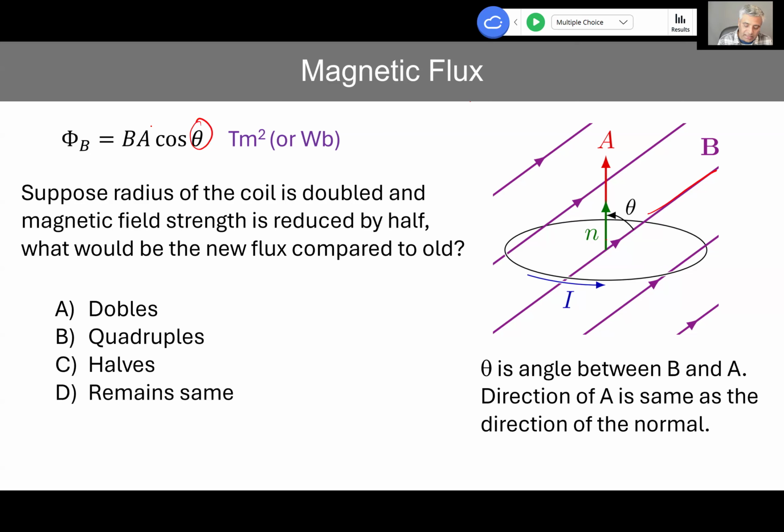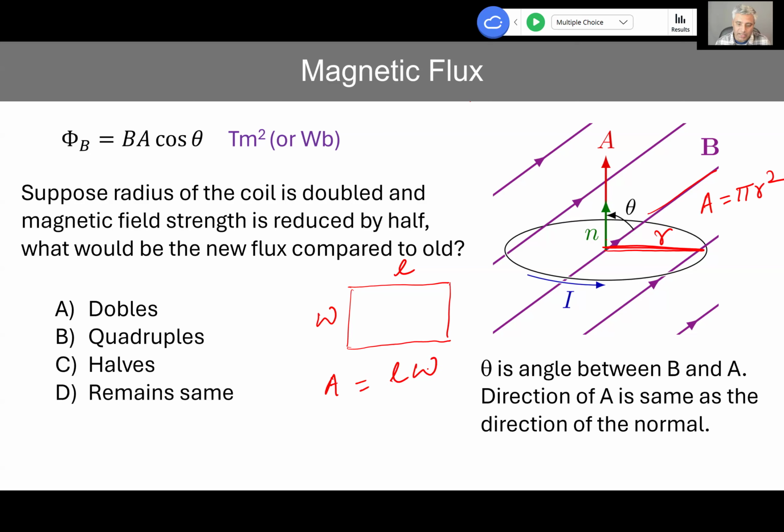So by knowing theta, A and B, we know the magnetic flux. So that is the value of magnetic flux. When the loop has a radius r, then area is pi r squared. If the loop is rectangular, for example, then there is a length and a width, so the area is the product of length and width. And to find the direction, you have to know whether current is going this way or that way. It cannot be going both ways at the same time.